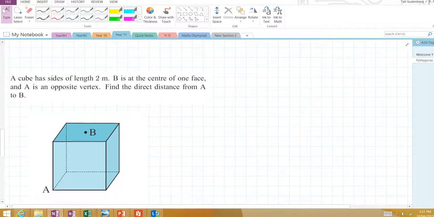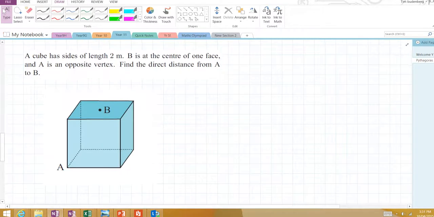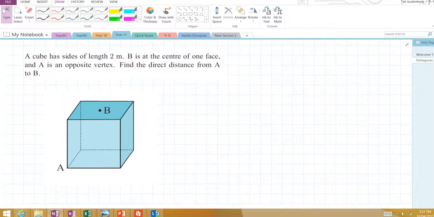Next type of problem is now in 3 dimensions. Once again, take a second to copy down the question. Once you have copied it down, unpause me.